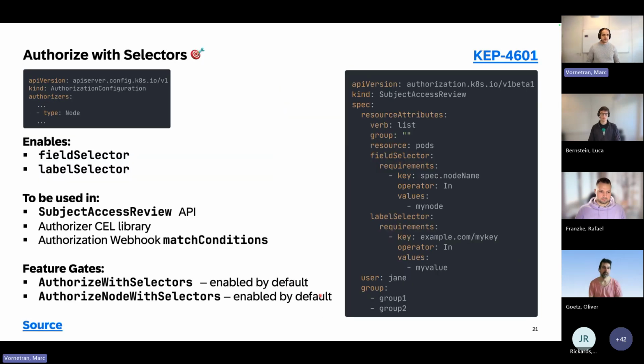All right, following this, we have another beta feature gate where you can do authorizations with field or label selectors. This is useful in different applications, for example in the webhook match conditions or the subject access review resource that we see here on the right-hand side. It should be rather obvious why this is useful. It gives you a lot of flexibility on how you authorize certain things based on field selections or selecting certain labels.